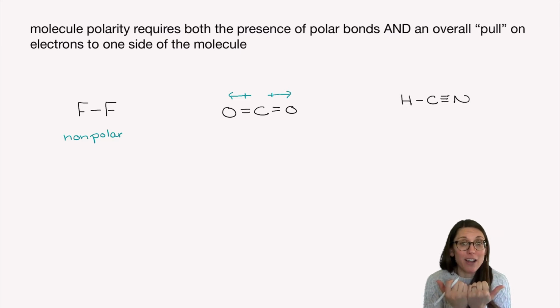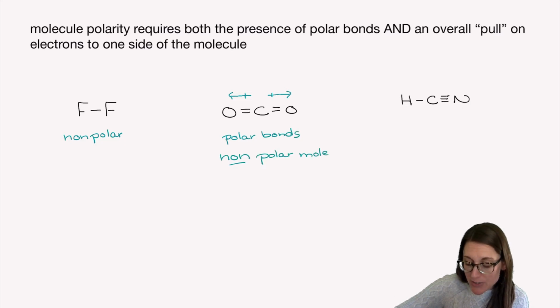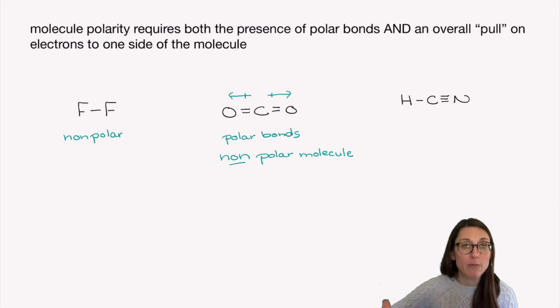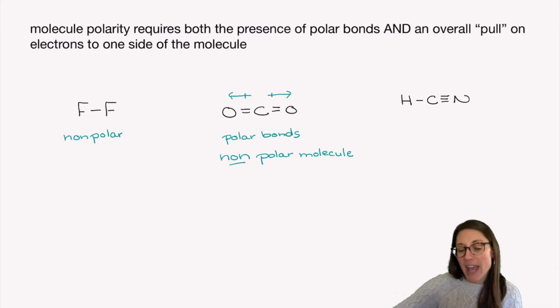It's like playing tug of war. If you've got two kids of equal strength, the flag's not going anywhere. Even though this has polar bonds, it is a nonpolar molecule. And that is because there is no net pull on the electrons in the molecule. They're still going to be evenly distributed because they're being pulled in two different directions that are exactly opposite of one another. My third example, HCN.